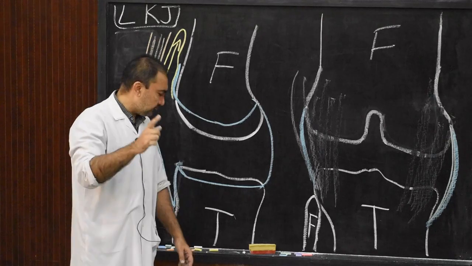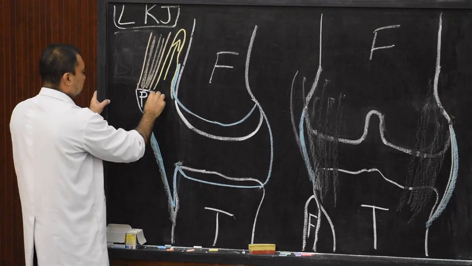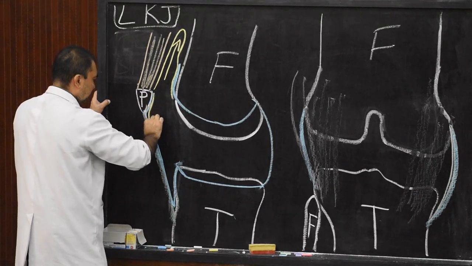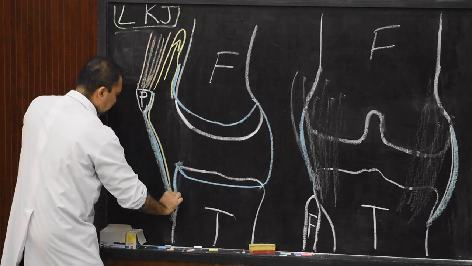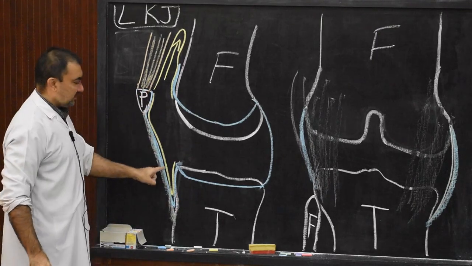So therefore, if I show the synovial membrane in yellow color, I can show this synovial membrane which is attached to the inner margin of the capsule. This is how the synovial membrane is attached, along the entire inner margin of the capsule.